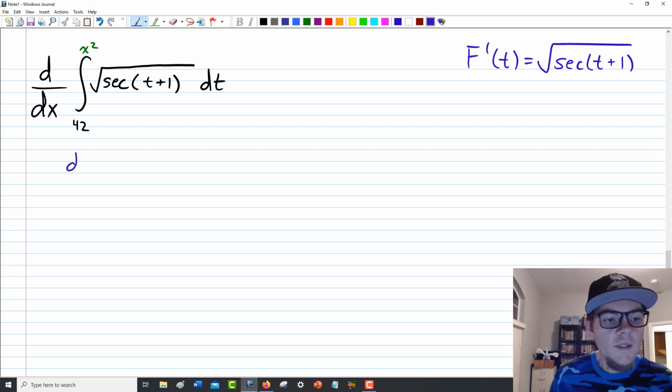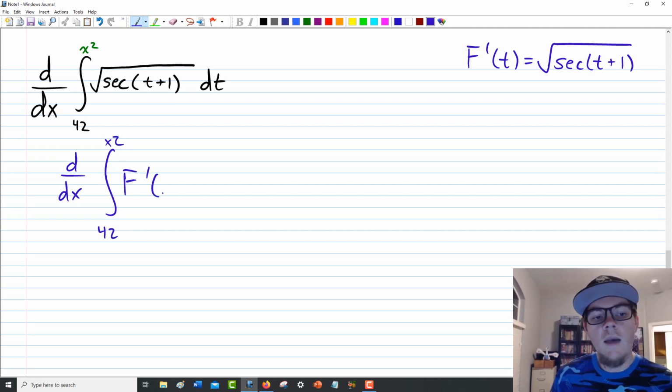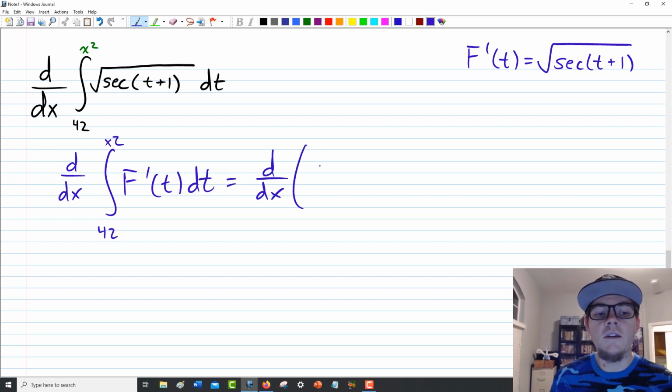So in here then, we will be taking the derivative of our integral, which runs from 42 to x squared, of what we're now calling capital F prime of t dt. Following the same pattern as before, we'll use the fundamental theorem of calculus. That becomes capital F of t, and we'll evaluate it from 42 to x squared.